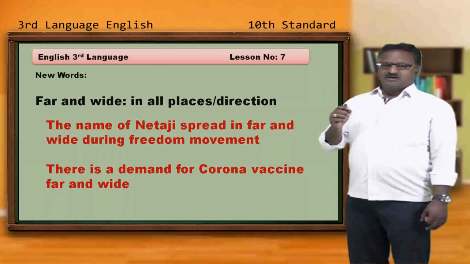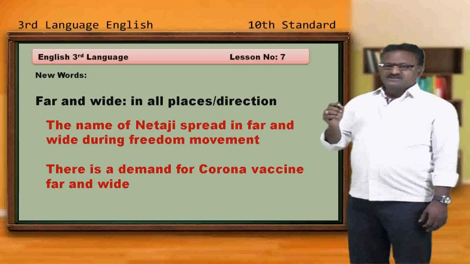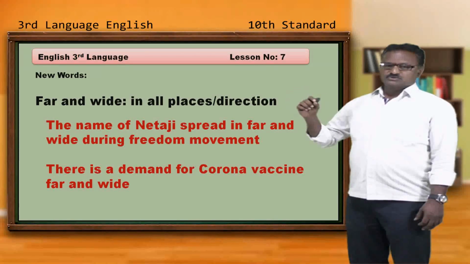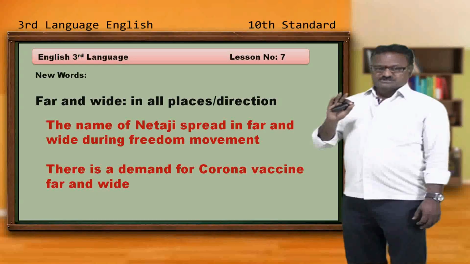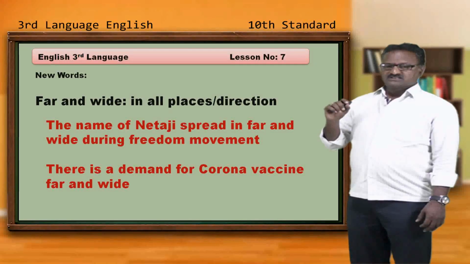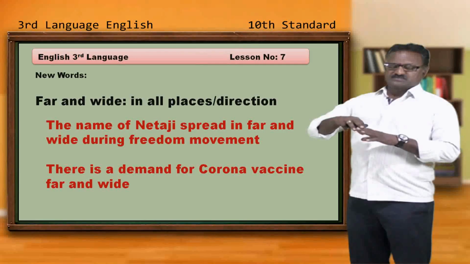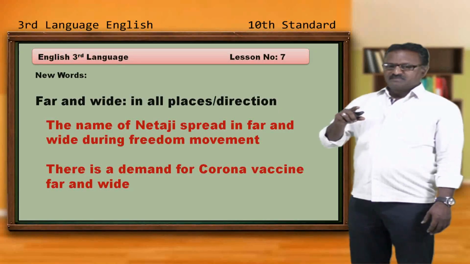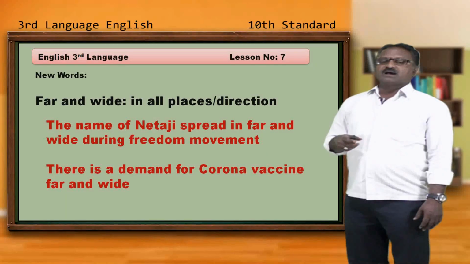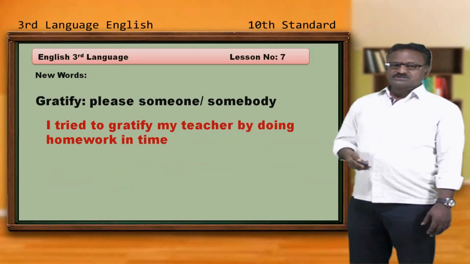The name of Netaji spread fair and wide during the freedom movement. Everybody knows the name Netaji, Subhash Chandra Bose. So the name of Netaji spread fair and wide. It means it spread in every direction. Another sentence is here. There is a demand for Corona vaccine fair and wide. So everybody wants this vaccine.